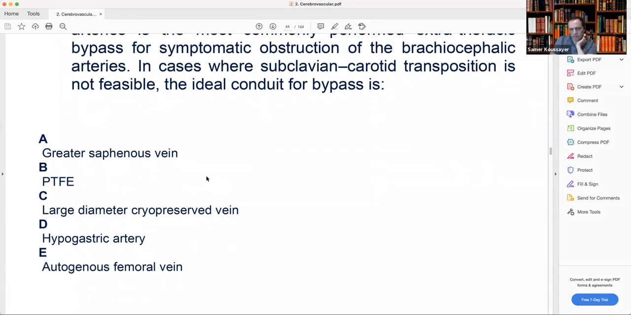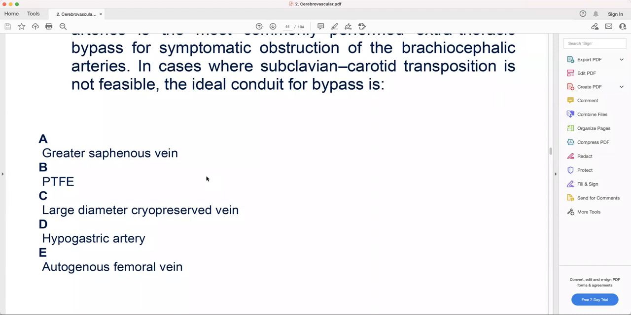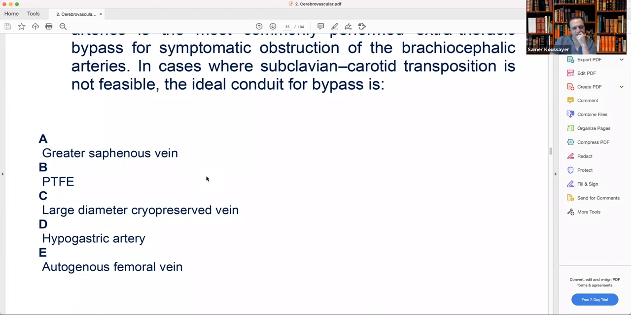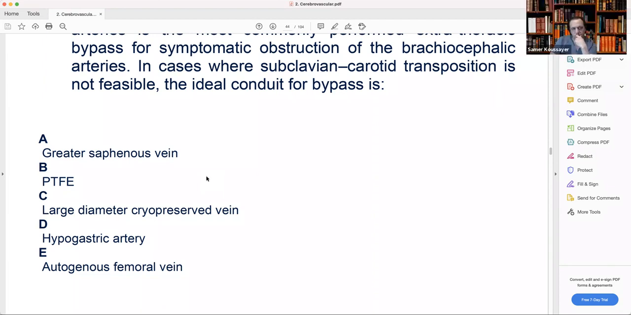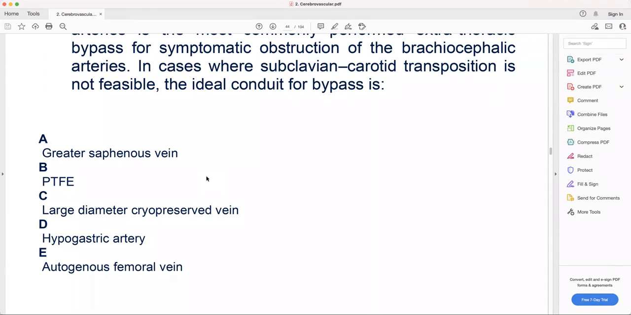Next option: PTFE or large diameter cryopreserved vein. Cryopreserved vein sometimes will be thrombogenic and not helpful. It's very bad. We don't even use it for femoropopliteal bypass or anything like that. It should always be your last choice. Cryopreserved veins thrombose, and the patency rate is not more than one year, so they are not good for any kind of bypass. Hypogastric artery, we also don't use it, it's small.